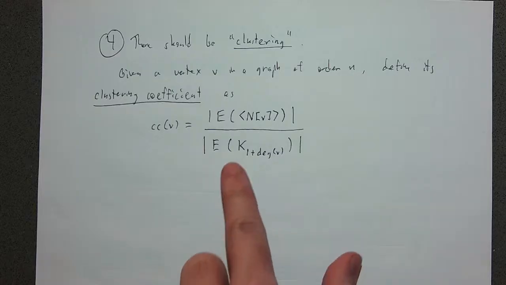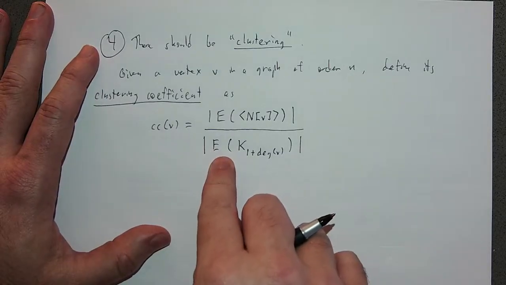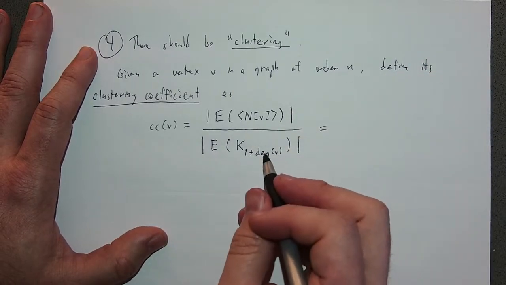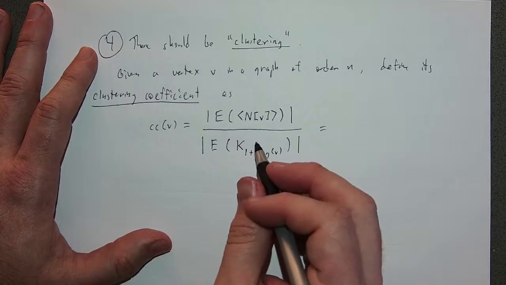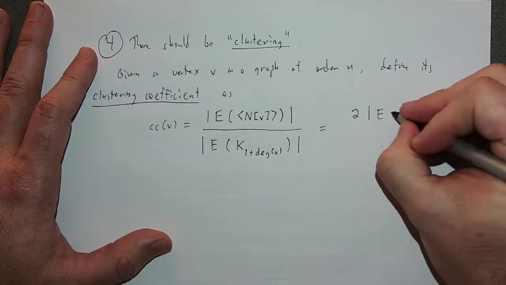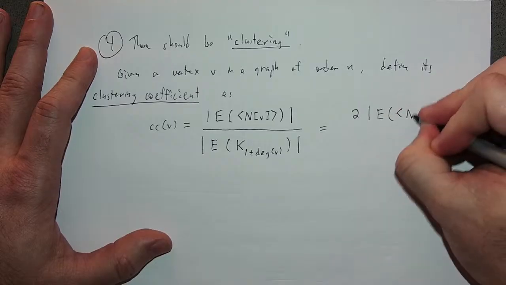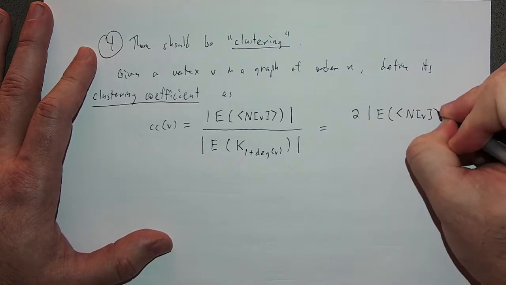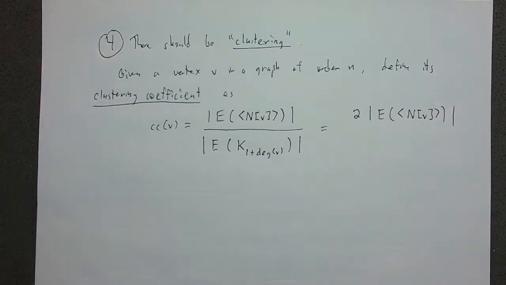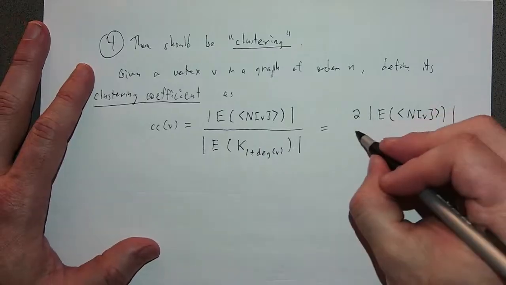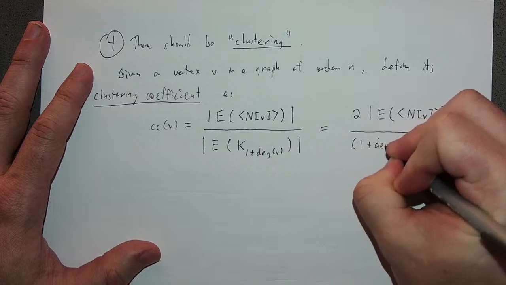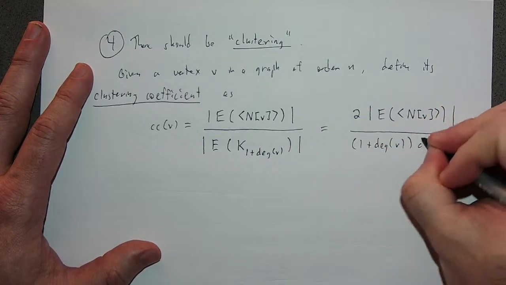But we know this, we know what this is, so this is 2 over n times n minus 1 here. So this would be 2 times the cardinality of the edge set of the induced subgraph of the closed neighborhood of the vertex V. That's a lot of parentheses, square brackets, corner brackets, and vertical lines over 1 plus the degree of the vertex times the degree of the vertex.